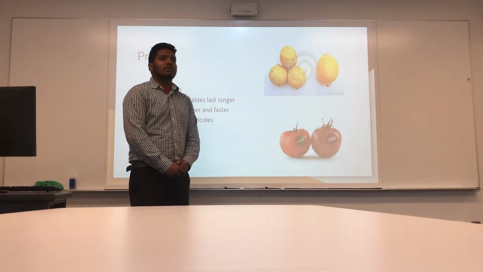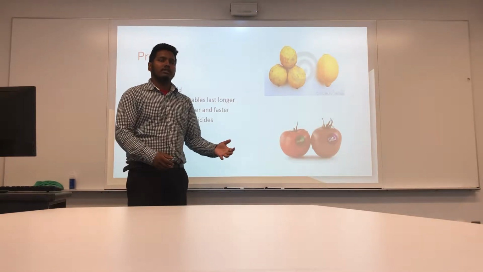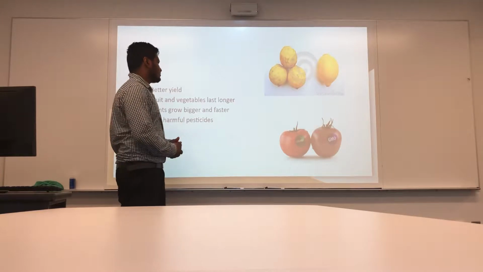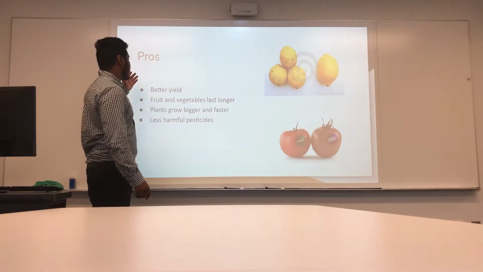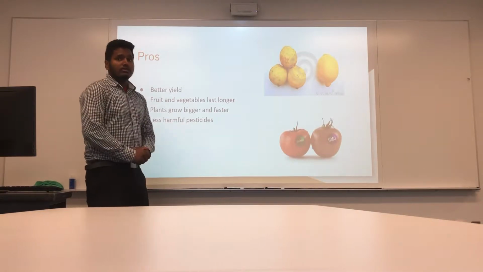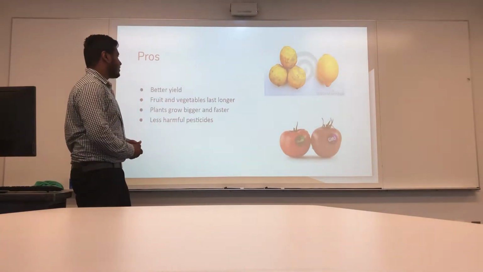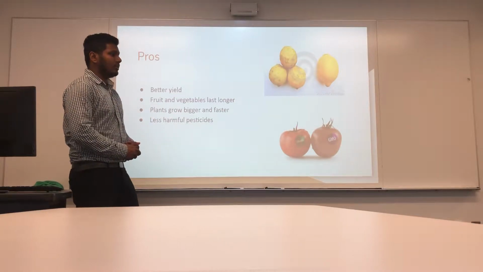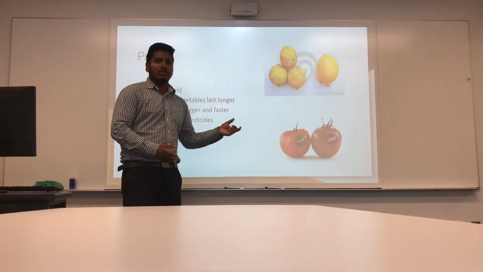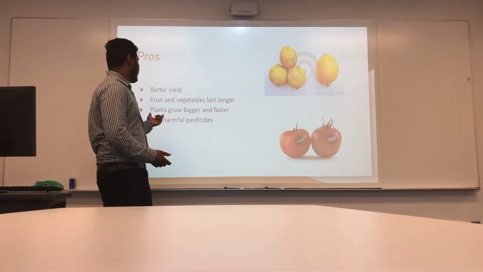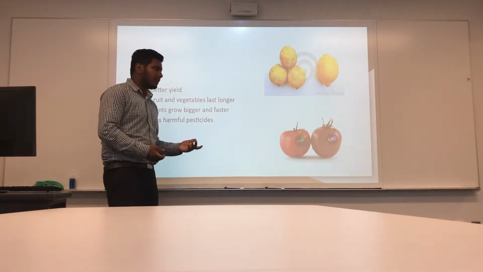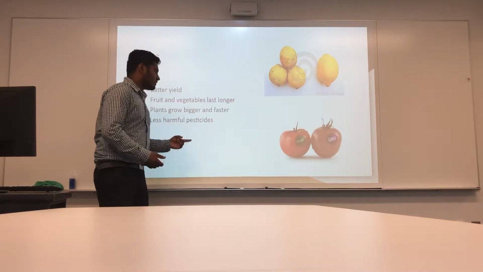So there are actually many pros and cons and arguments can be made to each side, but I'm leaning towards the cons, which I'll explain later. But there are some benefits of GMOs, which are a better yield. So you can produce more crops, and fruits and vegetables last longer, so they don't rot away quickly, because they insert the piece of DNA from other organisms which is resistant to that, and they grow bigger and faster, and there are less harmful pesticides, but I'll explain this in the next slide.